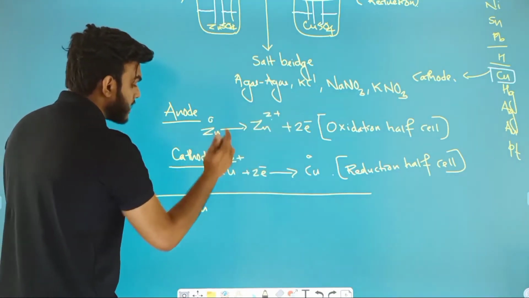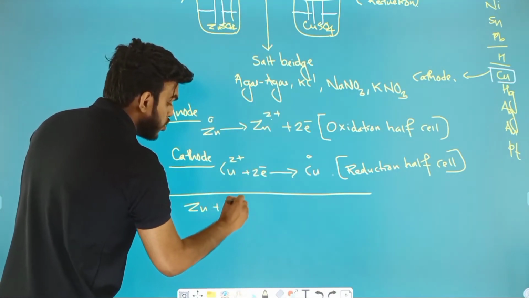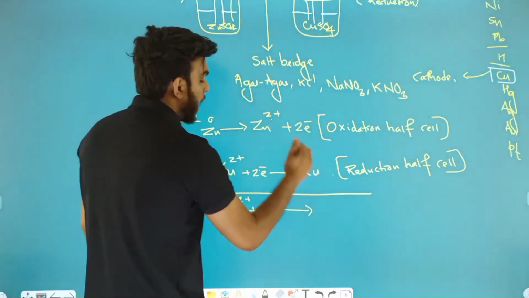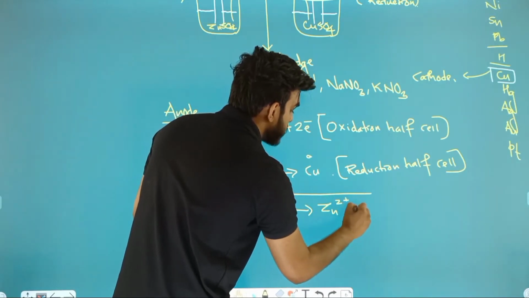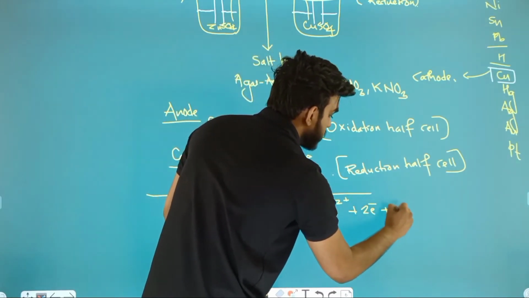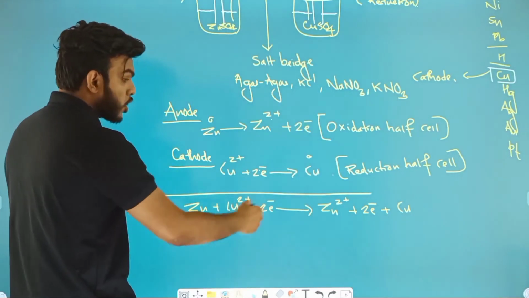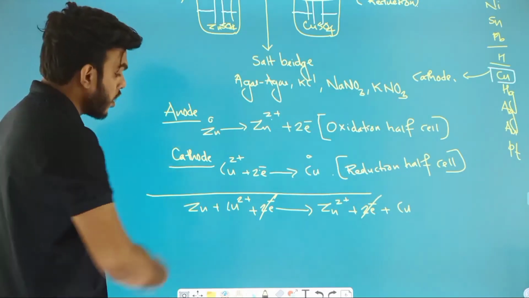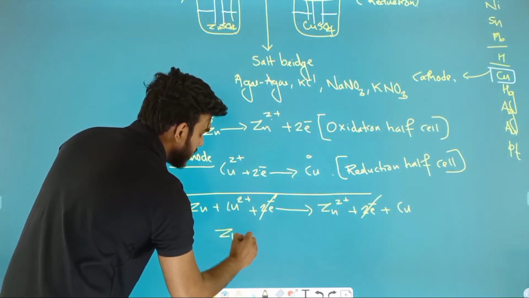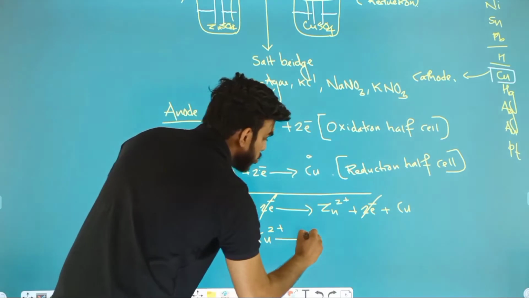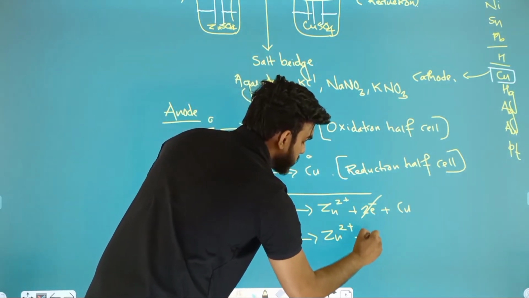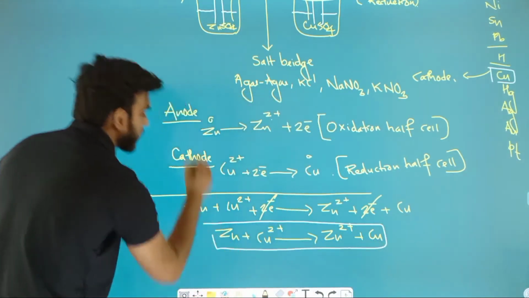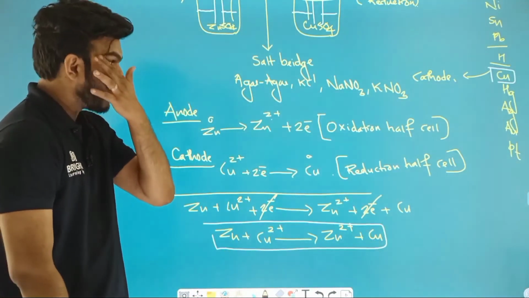So the overall reaction we can say Zn plus Cu2+ plus 2 electrons gives, on the right side, Zn2+ plus 2 electrons plus Cu. Here the common 2 electrons you can cancel. So the overall reaction will become Zn plus Cu2+ gives Zn2+ plus Cu. This is the overall reaction. I think you got the concept.